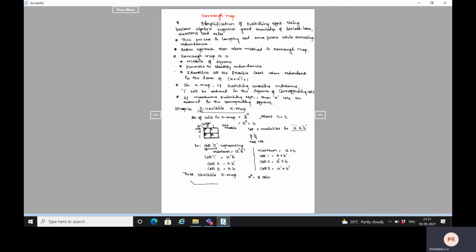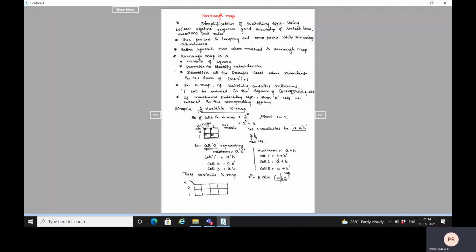In such a case, the total 8 cells I'll be representing using a matrix having 2 rows and 4 columns. To represent 4 columns, 2 variables are required. Let us consider the variables as ABC. In that, I'll be separating 2 variables for the columns, those are the least significant variables, and the most significant variable I'll take for the row. So a single variable is representing the 2 rows in a K-map as 0 and 1.